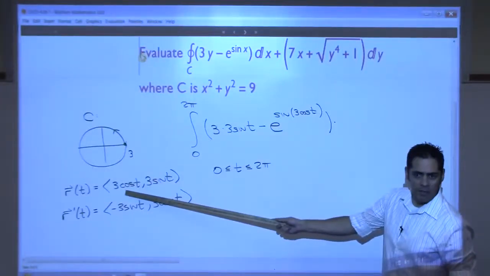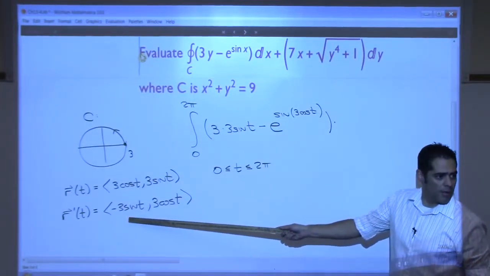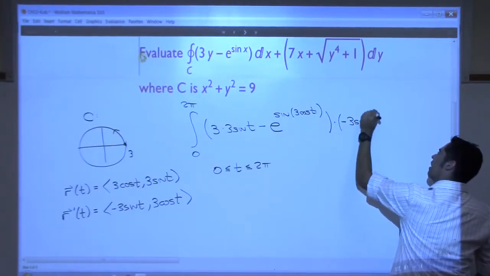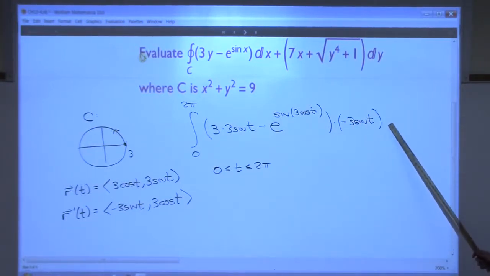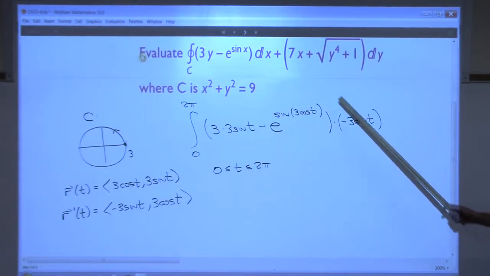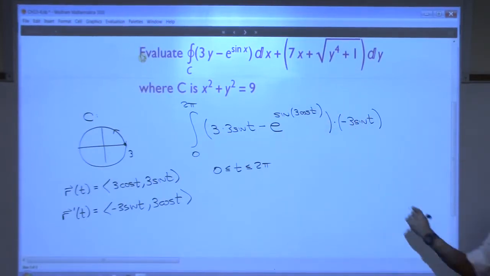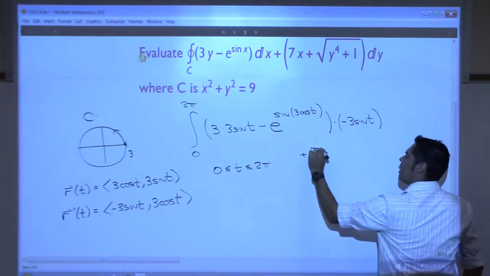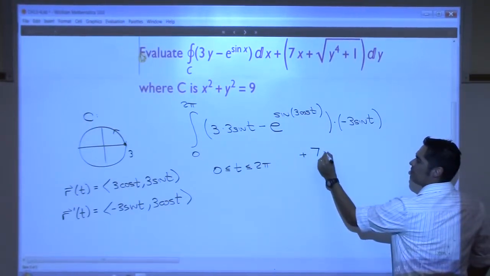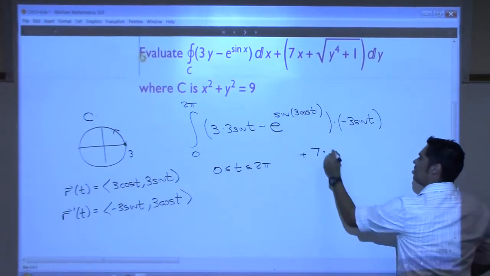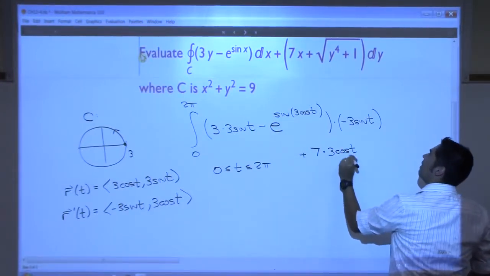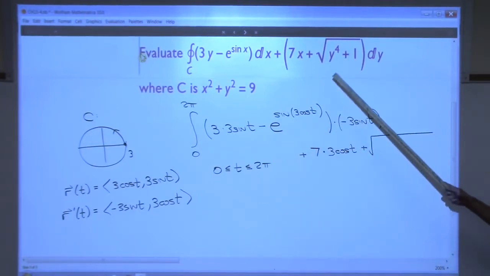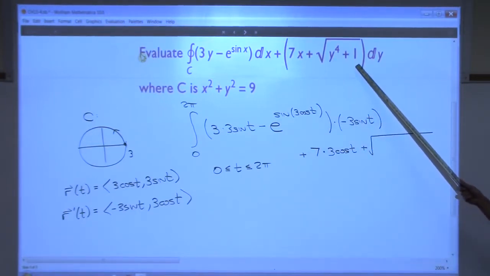The x component of the vector curve derivative. So negative 3 sine t, and then I could say dt, right? But I'm going to do this all in one integral. So I have plus now, I'm running out of room, plus 7 times x, but x is 3 cosine t. That ain't so bad. Plus, square root of y to the fourth plus 1.